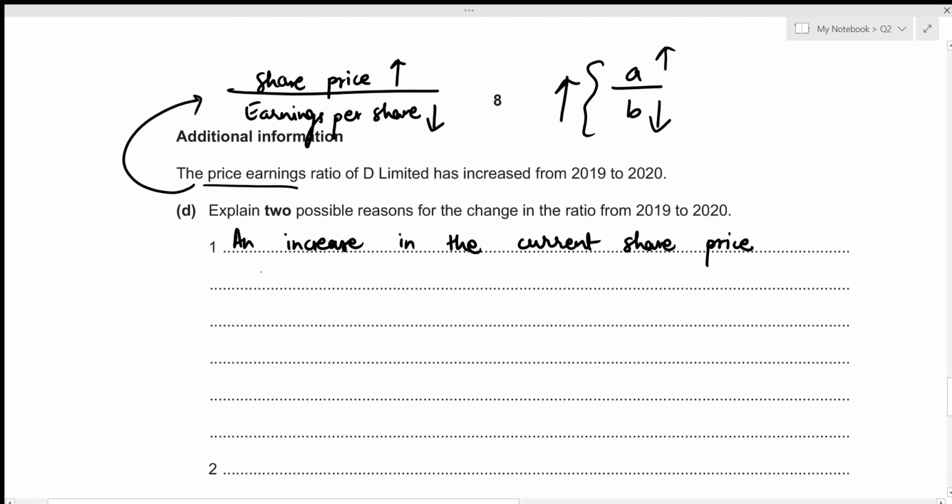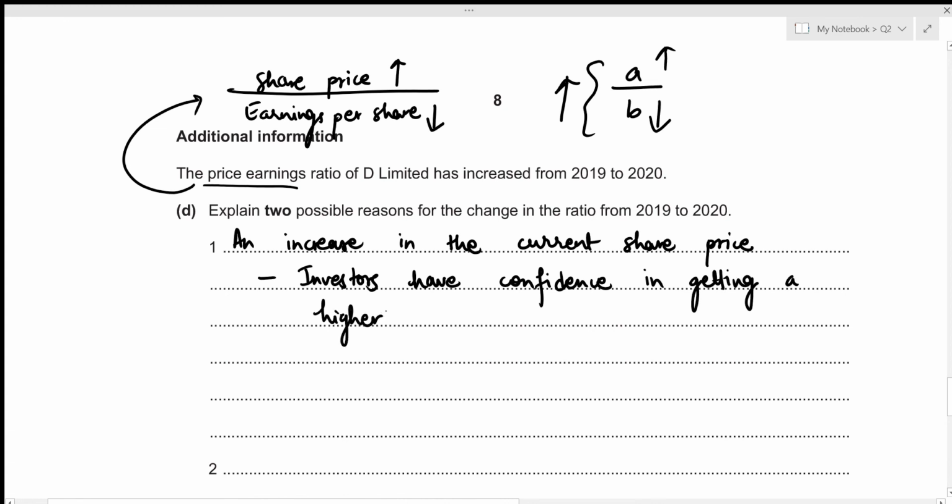Let's write it down. Investors have confidence in getting a higher profitability in the future.